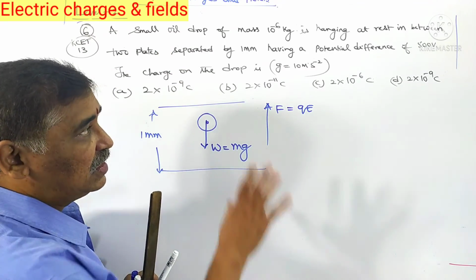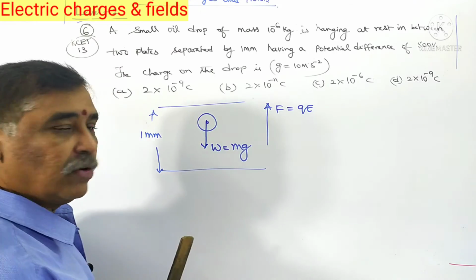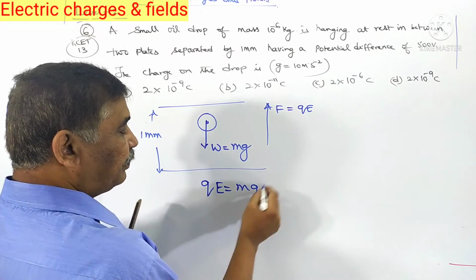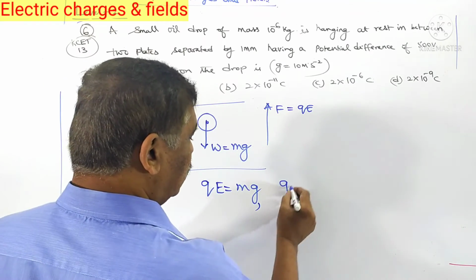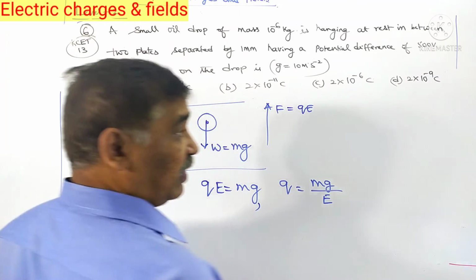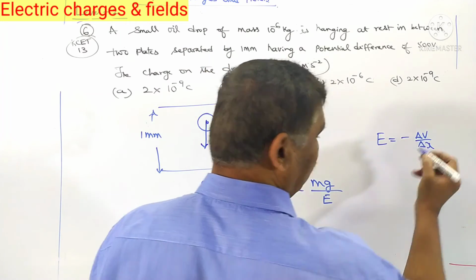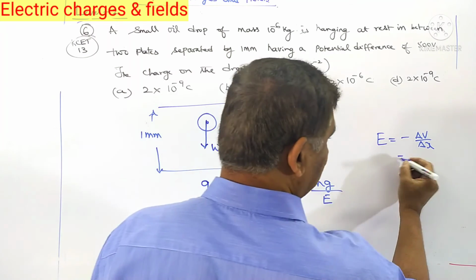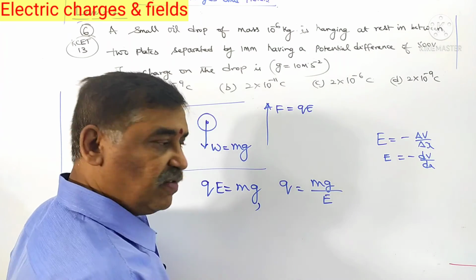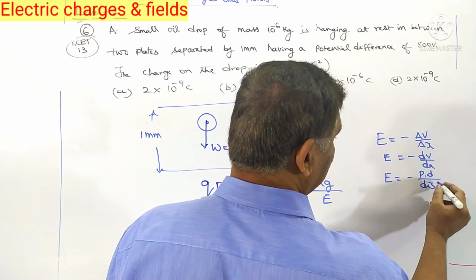Since the oil drop is stationary, these two forces must be in opposite directions and must be equal in magnitude. That much is enough. Now if I take QE is equal to mg, I want to find Q, which is equal to mg by E. E is not given to us, but we learned in the second chapter E is equal to minus delta V by delta x, and this is also equal to minus dV by dx. In some colleges they might have done it like this. In words, E is equal to minus the potential difference divided by distance.